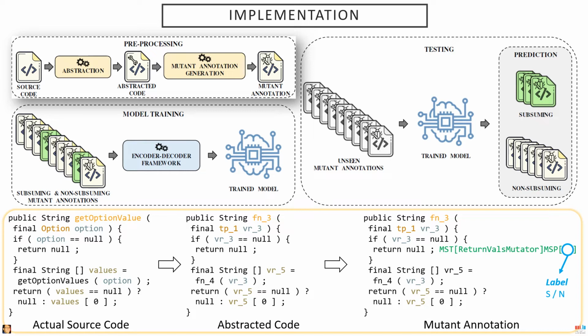Next, to represent the mutant, we appended PyTest's mutant type on the line where mutation was applied, where MST denotes mutation start and MSP denotes mutation stop. This representation is our mutant annotation.